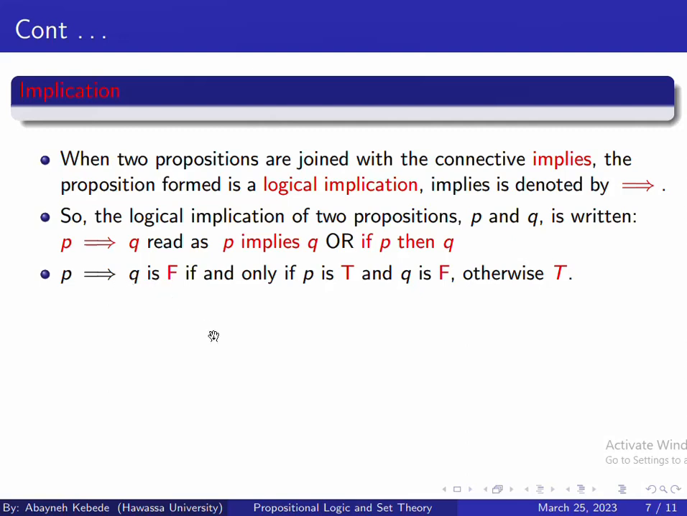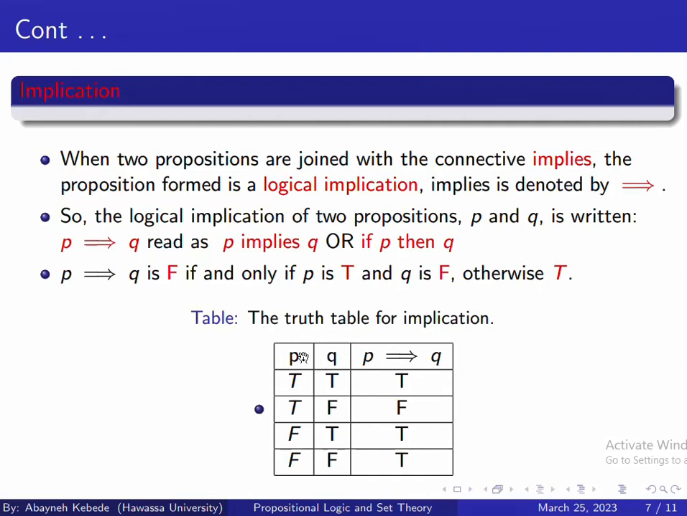Using a truth table for two propositions, say P and Q, P has possible truth values true, true, false, false, and Q has possible truth values true, false, true, false. Using the rule for implication, P implies Q is false if P is true and Q is false. So true implies true is true. True implies false is false. False implies true is true. False implies false is true.